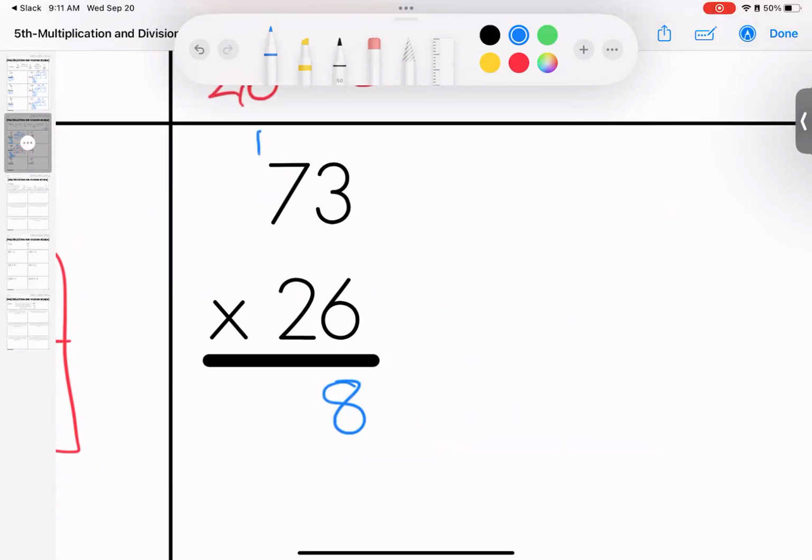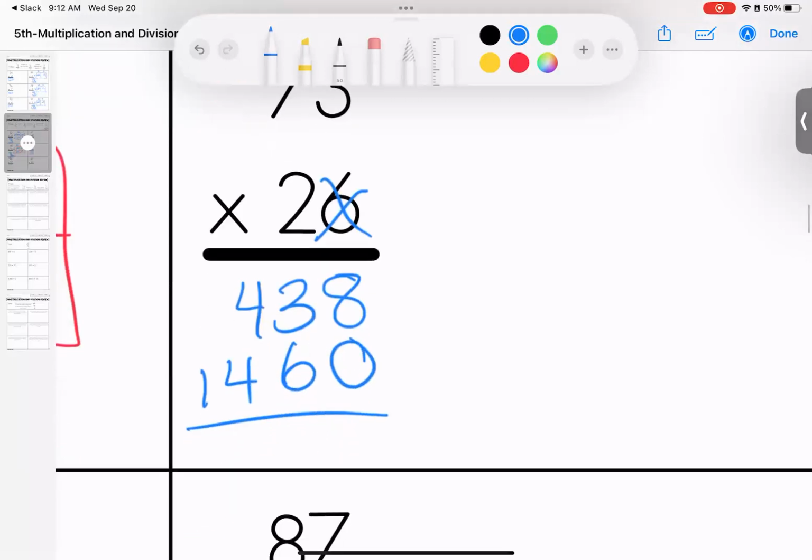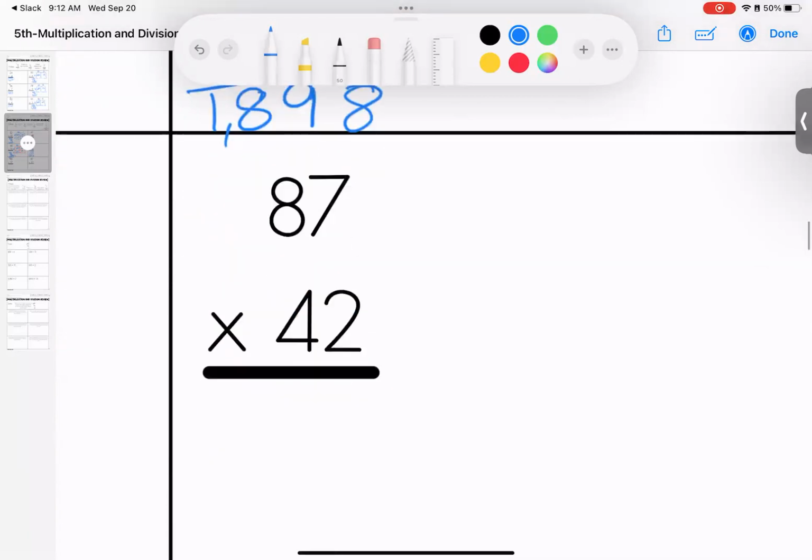Back to traditional. 6 times 3 is 18. 6 times 7 is 42. Add 1 is 43. Place saving 0. 2 times 3 is 6. 7 times 2 is 14. When I add these, I get 8, 9, 8, 1, 1,898.